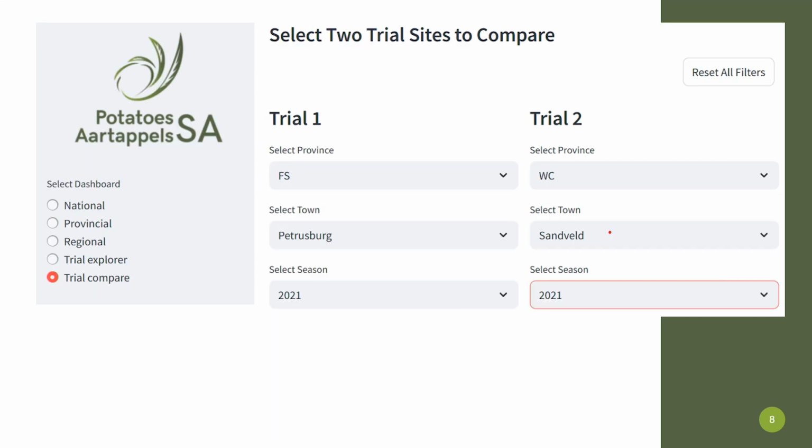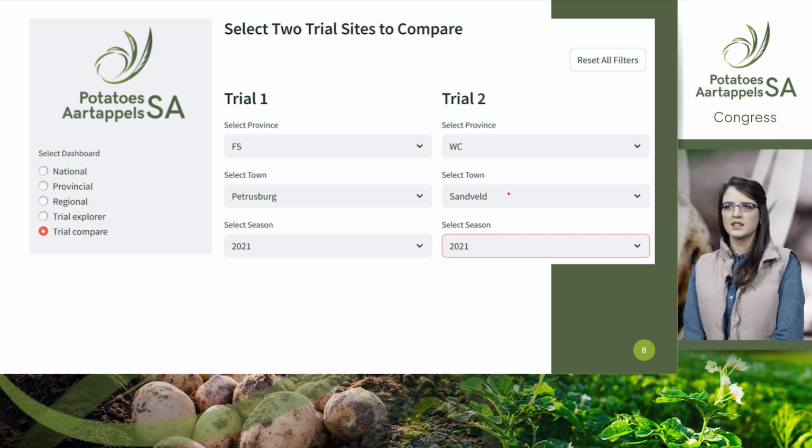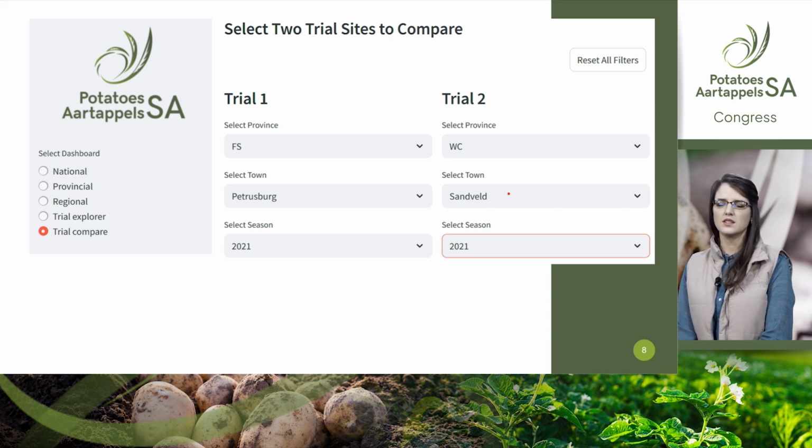We also have an option of trial comparison where we can select 2 trial sites to compare the data and the information. So I selected the Free State and the Western Cape. In our 2 trial sites is Pietersburg and the Sandveld in the year 2021.